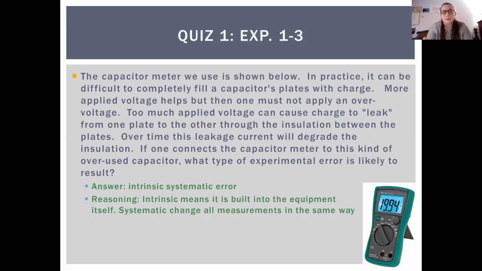So that's intrinsic. And then it's systematic because it's changing all of your measurements from that capacitor in the same way. It won't spontaneously decide to repair itself halfway through your experiment. It will stay kind of damaged. So that's why it's intrinsic systematic error.